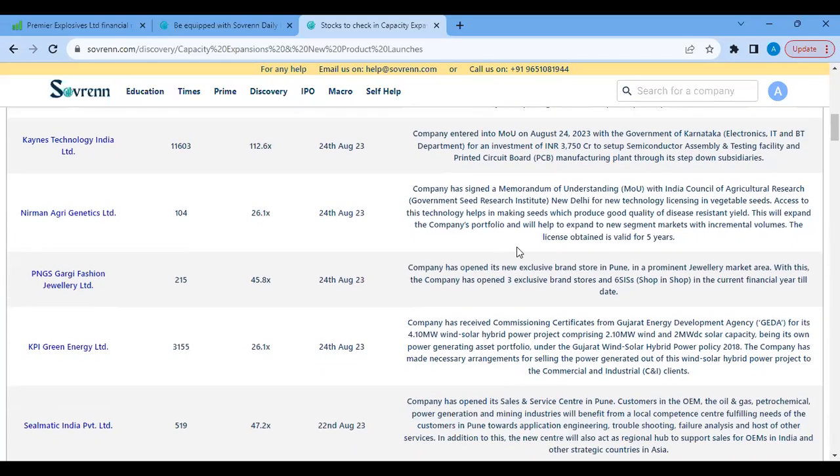Okay. Which company has opened an exclusive brand store in Pune? Krishna has answered it perfectly. It's PNGS. They have opened the exclusive brand store in Pune.